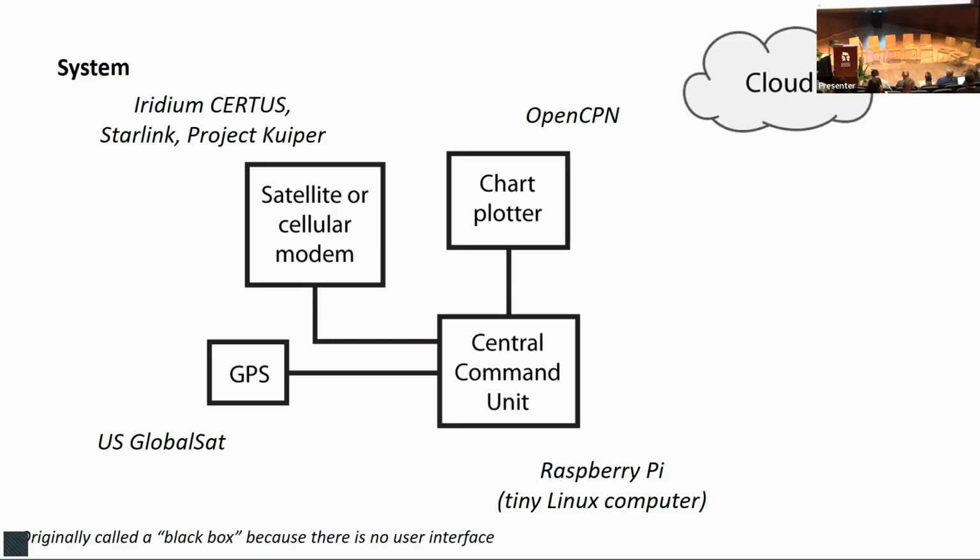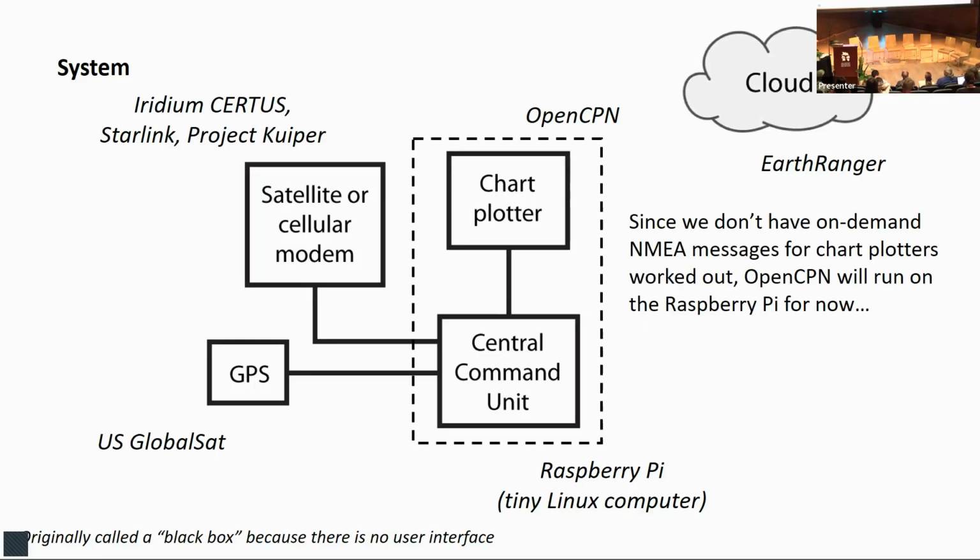We're going to use EarthRanger. For this application, though, we don't have on-demand NMEA messages for chart plotters worked out, and I'm really excited to hear Doug's talk shortly about where we're at with that. NMEA is just a communication system between marine devices. Since we don't have that communication worked out with the central command, I'm going to put the chart plotting software directly on the Linux computer. The Raspberry Pi is running Python software to do all the functionality, and it's also running OpenCPN at the same time to display the gear location marking information.